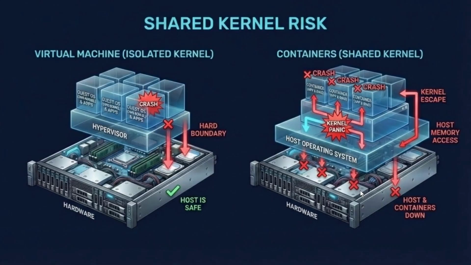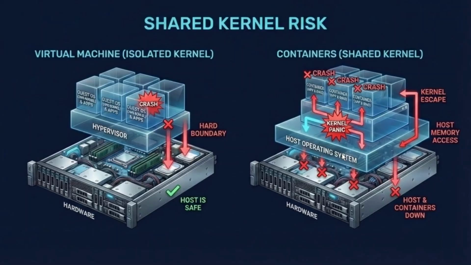As we can see, in a virtual machine system, when one VM crashes, the rest of the system remains unharmed because each VM has its own OS and kernel. There is a hard boundary between all the VMs and between the host machine. Containers, on the other hand, share the host kernel.